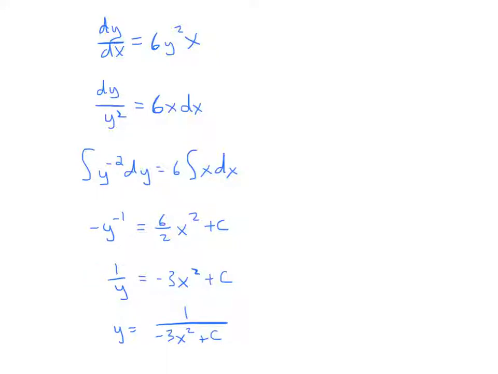As long as it's still a constant, that's all I care about. Alright, so I have 1 over y equals negative 3x squared plus c. And I don't want 1 over y, I just want to know what y equals. So I have to take the reciprocal of this side, which is just y, and then I also take the reciprocal of the right side, which gives me 1 over the quantity of negative 3x squared plus c. And that is the solution we would expect for this problem.